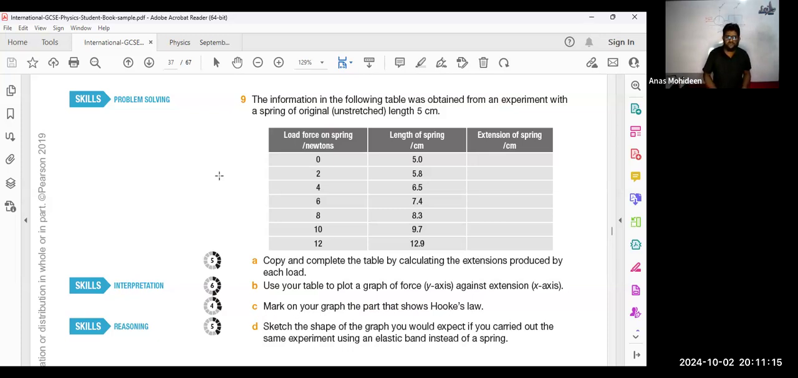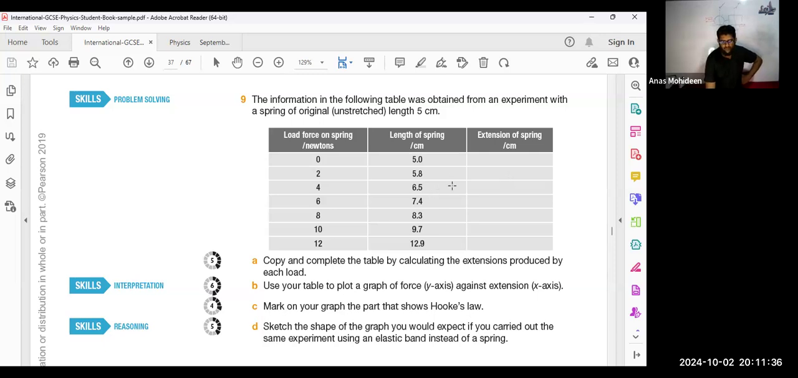So how do you find out the extension? From the original length, how much it has increased. You have to take the difference. In the first case, there is no extension, right? In the first case, the same 5 centimeters is there and moreover, there is no load applied. So it is 0. And the second one, how much has it increased? 0.8 centimeters increase. So the extension is 0.8.